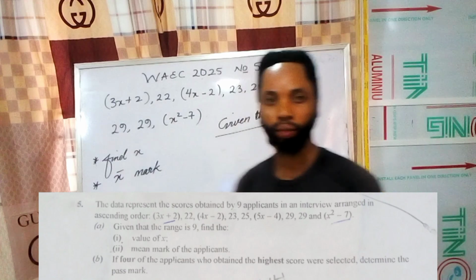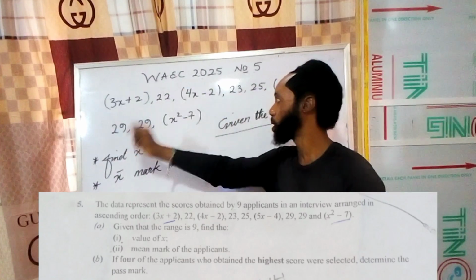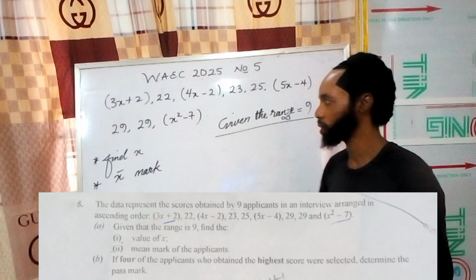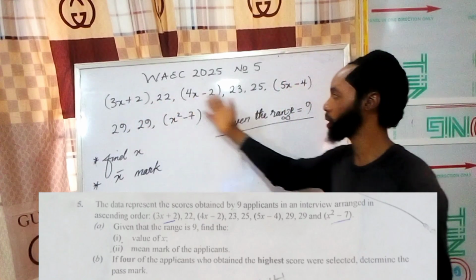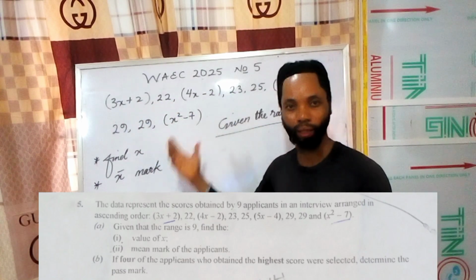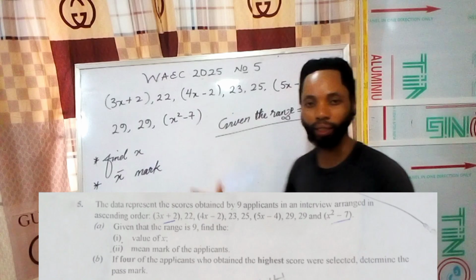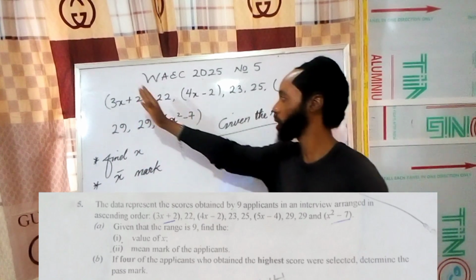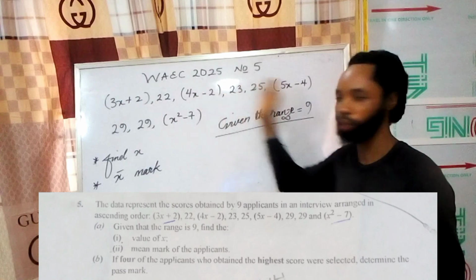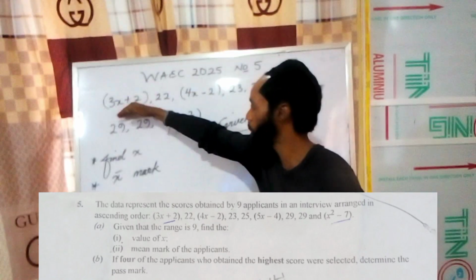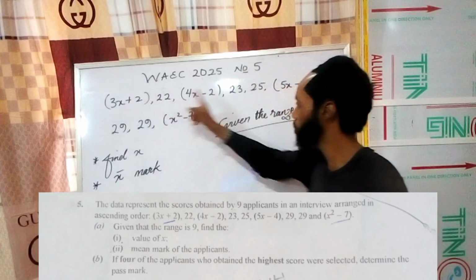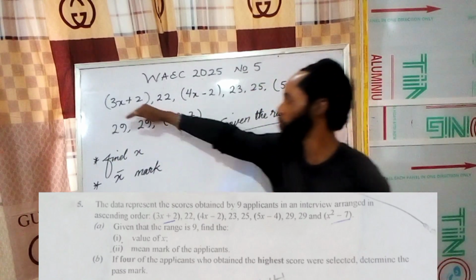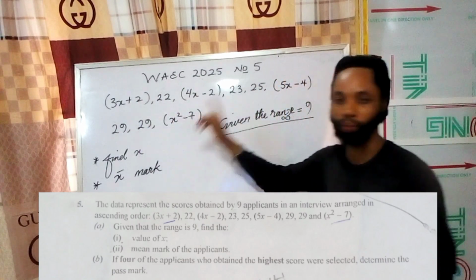Okay, here we have a question, WAEC 2025 number 5. It says the following are the data obtained by 9 applicants in an interview, arranged in order of magnitude, from the smallest to the biggest. So 1, 2, 3, 4, 5, 6, 7, 8, 9. We have 9 entries. This is the smallest and this is the biggest.